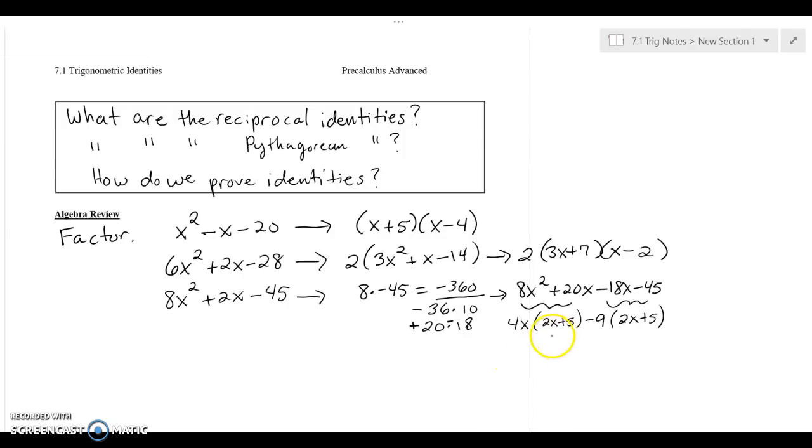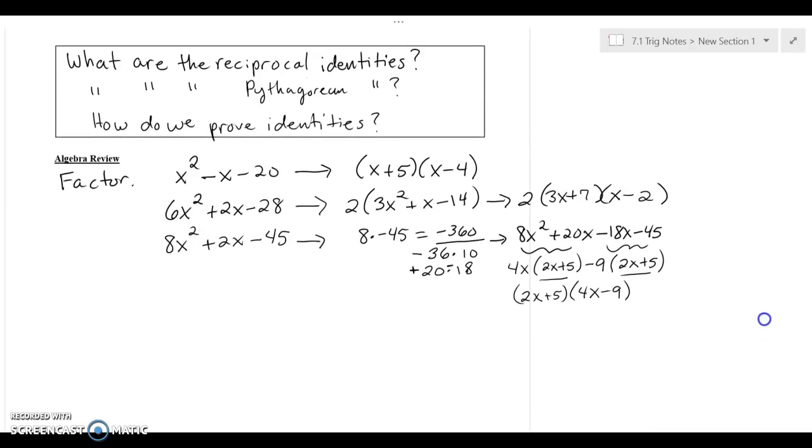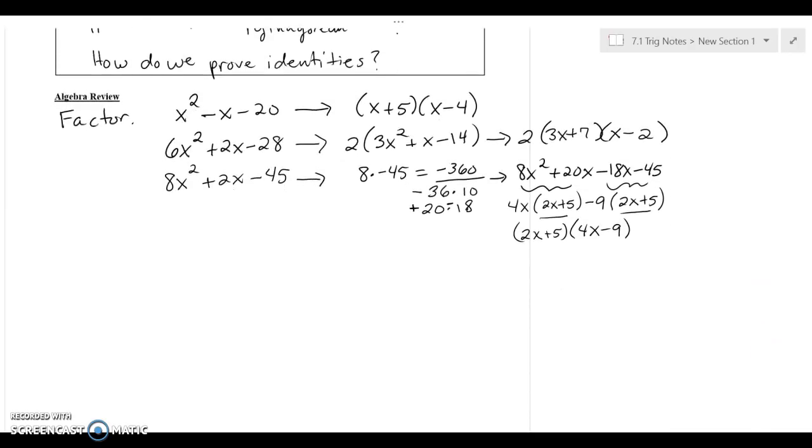Then, if you look, they have a common factor of 2x plus 5. So what you do is you factor out the 2x plus 5, and then you write what's left over, 4x minus 9, and that would be the answer to your factoring of 8x squared plus 2x minus 45. Let's move on and do some more algebra review.